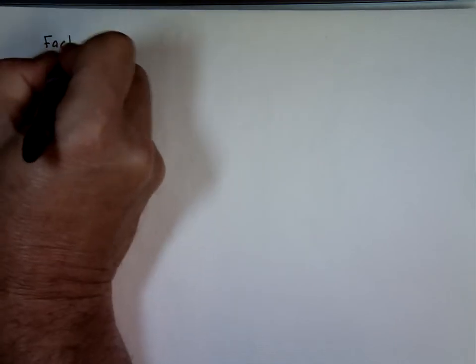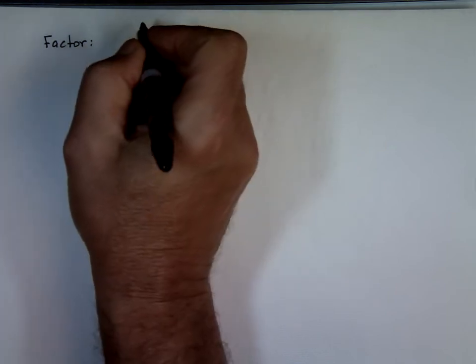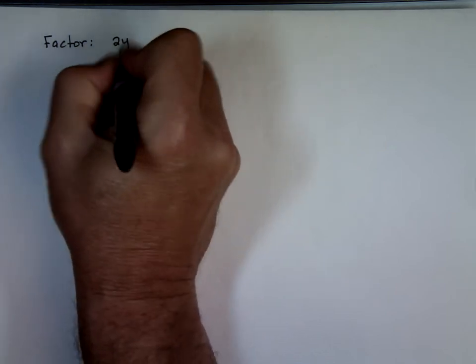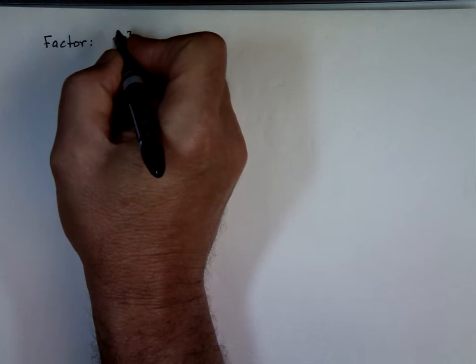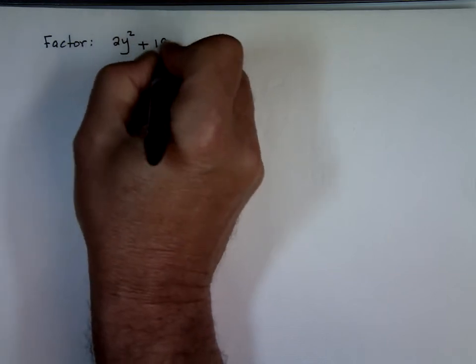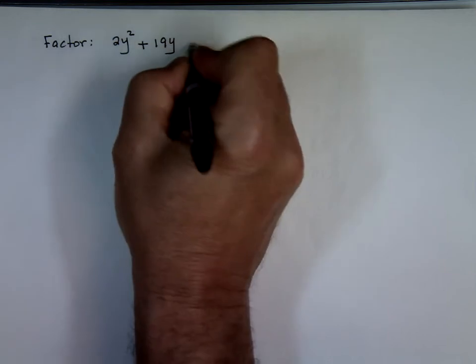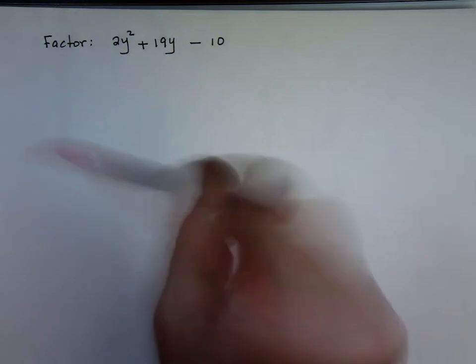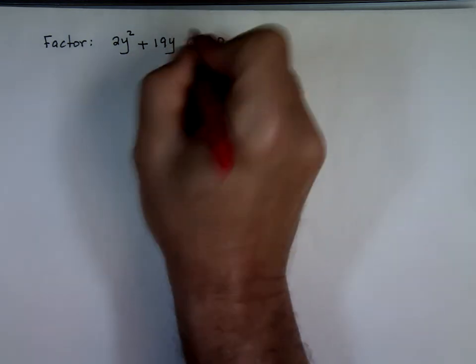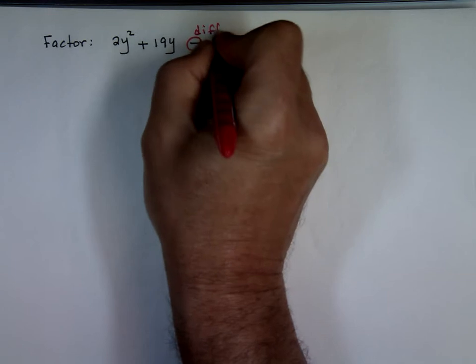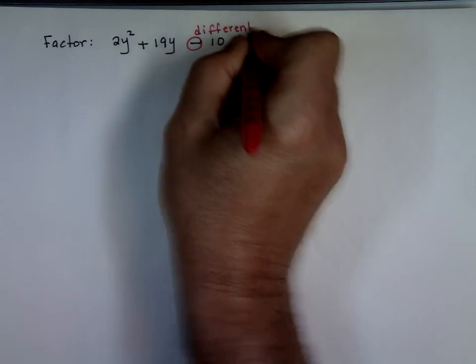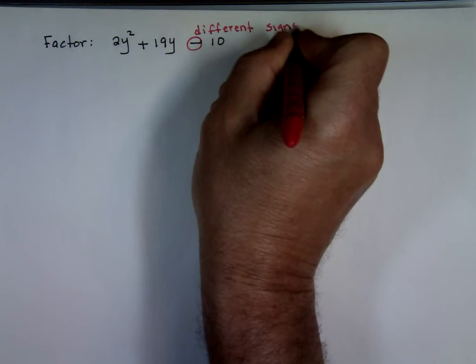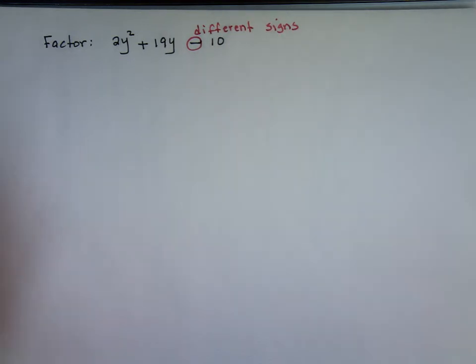Let's factor 2y squared plus 19y minus 10. Again, that minus sign here tells me we will have different signs. It doesn't tell me which one is the positive, which one is the negative. It just says we will have different signs.